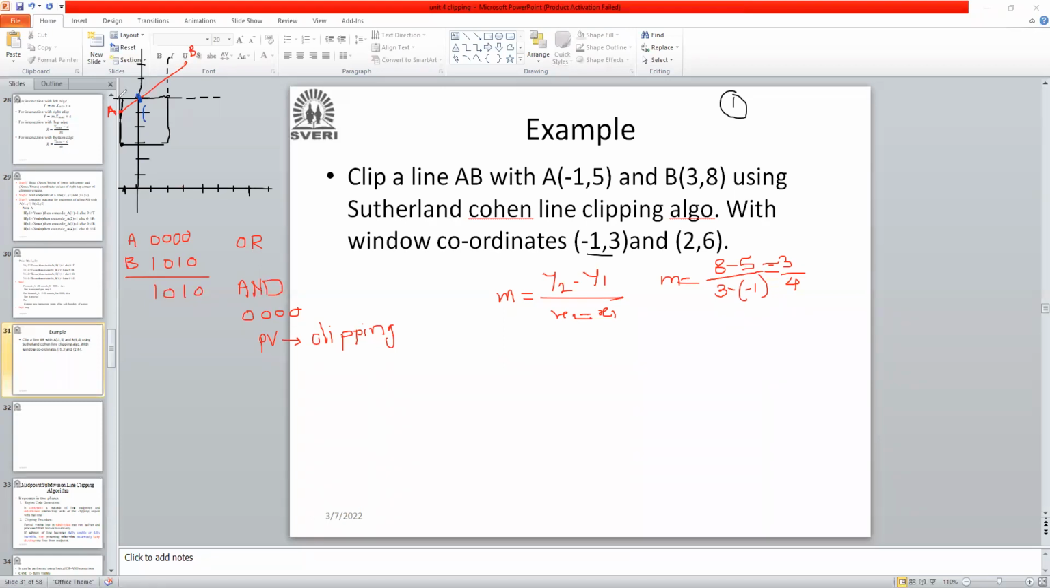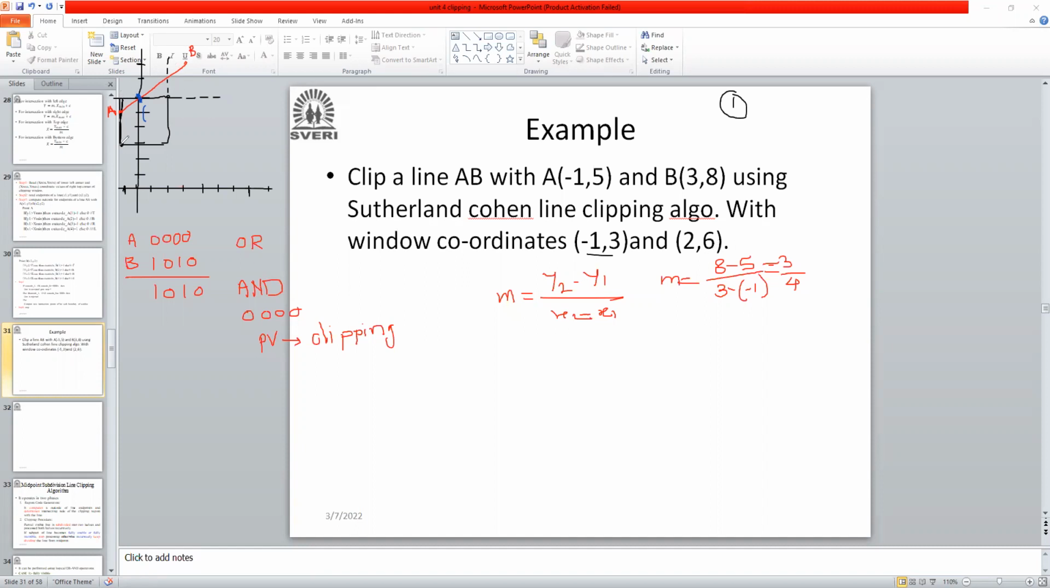This is the intersection point, and obviously it is on one window edge, because we need to find the intersection of the line and the window edge. So this point is lying on one window edge. This window edge is having the y max value. What is y max then? Maximum y is 6.